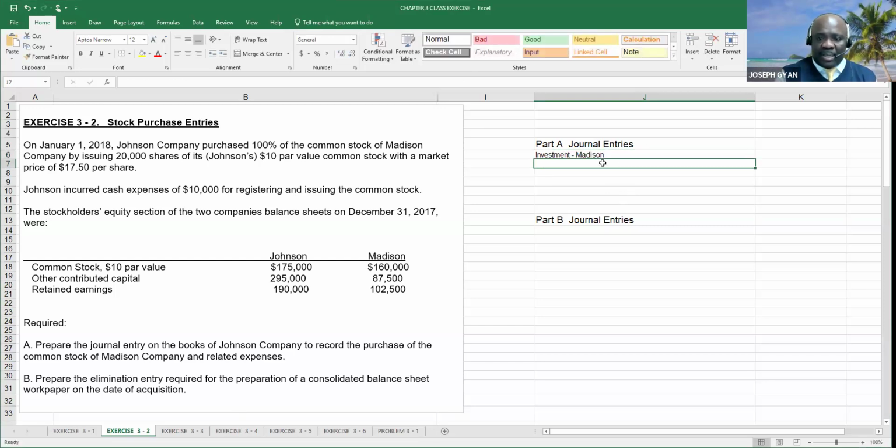Madison Company, yes, we are giving them the common stock to get the company. So we are crediting, not cash. We are crediting the common stock here.